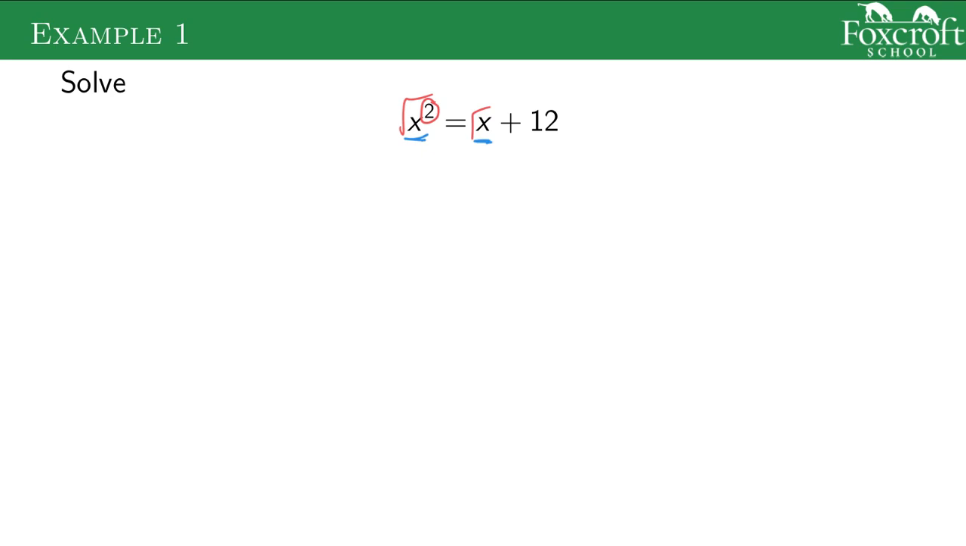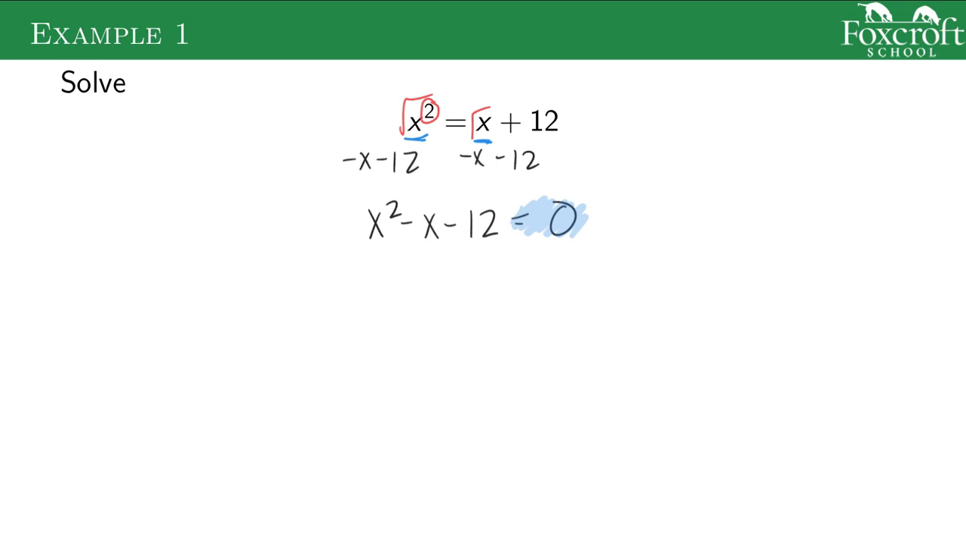Or I could use the quadratic formula, but both of those require the same first step, and that's getting 0 on one side. So I'm going to subtract x and subtract 12 from both sides, and I get 0 on one side. This is the really important part: I get 0 on one side. And now I try to factor this.